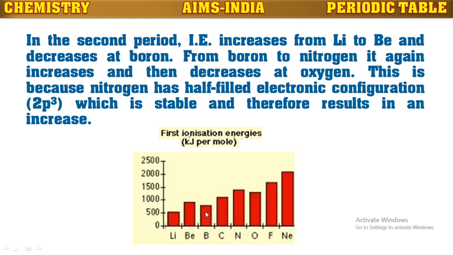Again, from boron to nitrogen it gradually increases, and then from nitrogen to oxygen it decreases again, because nitrogen has a half-filled electronic configuration. Because of that, it attains some extra stability, and hence its ionization energy will be greater than that of oxygen. From oxygen to neon, it gradually increases again. In this way, there is no regular trend of ionization energy in the periods.